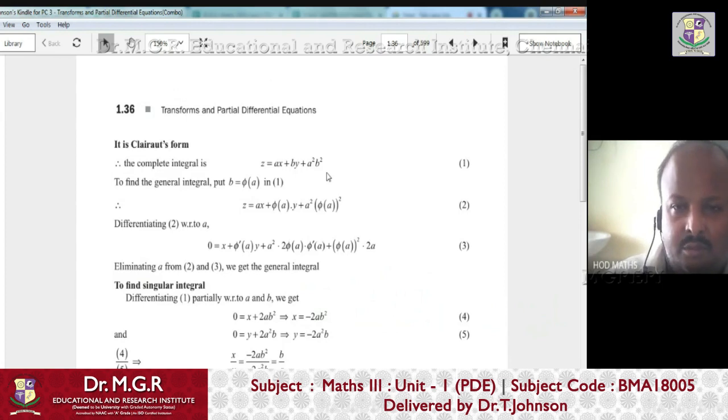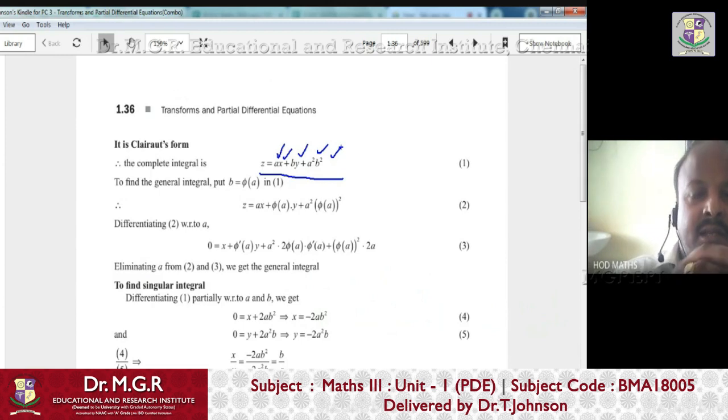Now look at this. What we have done so far, we simply substituted p equals a, q equals b. And you look at the equation, this equation contains two independent variables and two arbitrary constants a and b. In type 1 we made some simplification, we wrote b in terms of a and then substituted. But here it is very simple. In place of p you put small a, in place of q you put small b.